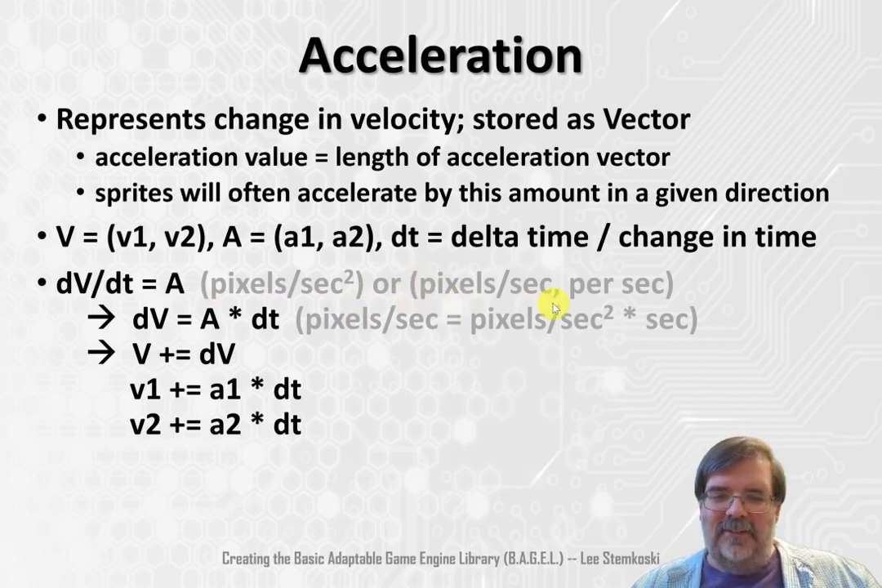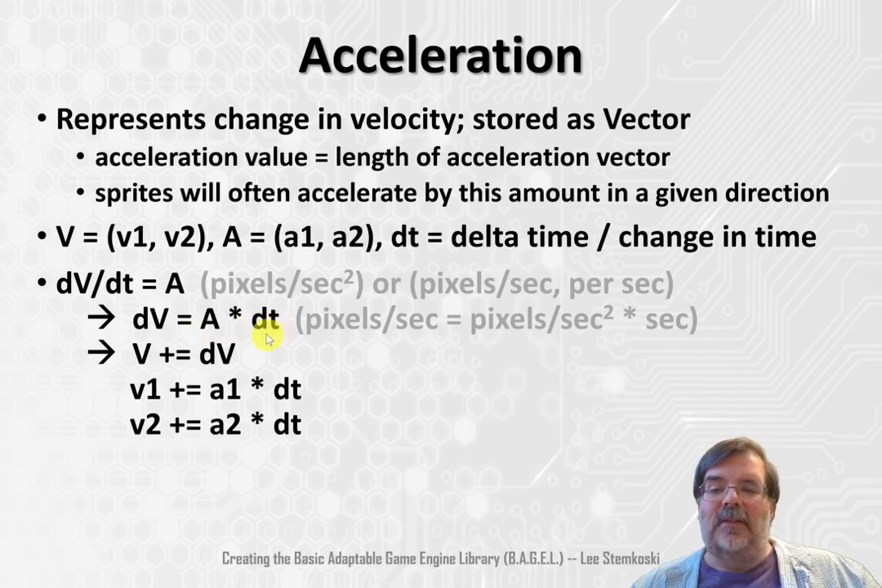Now, what that means is when some amount of time goes by, some amount of seconds, there will be some change in velocity. The number of pixels per second will change. I'll do an example in just a moment. Rearranging this equation, we get the change in velocity, right? dv represents change in velocity, equals the acceleration times the change in time.